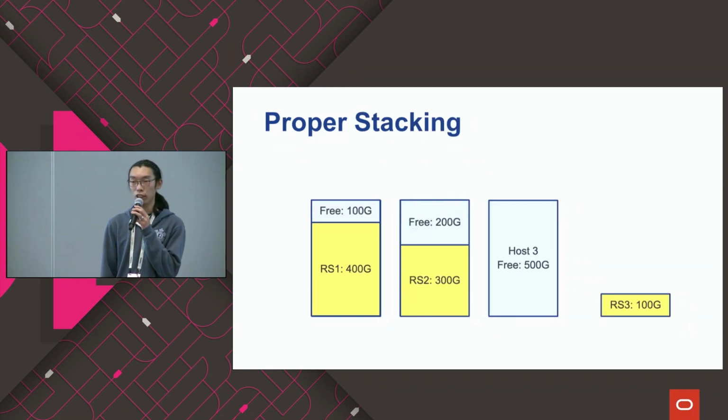So using the same example to show how to do proper stacking, essentially there's not too much magic there. Whenever you're trying to put a workload, always find the optimal slot for it based on all the balancing metrics you're using. So here, disk space is the only balancing metric that we're using.